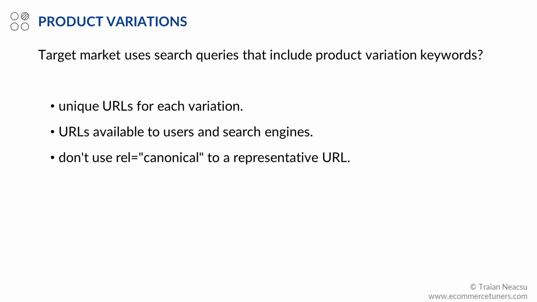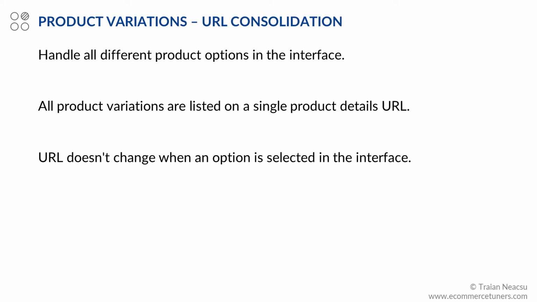Let's discuss a few approaches for handling product variations. URL consolidation. With this approach, you handle all different product options in the interface with a design that helps users make faster and better product selections. All product variations are listed on a single product detail URL that doesn't change when an option is selected in the interface.